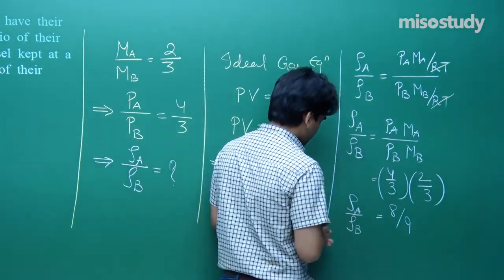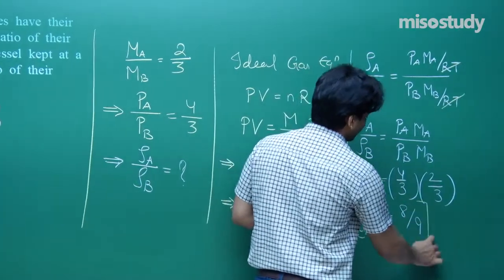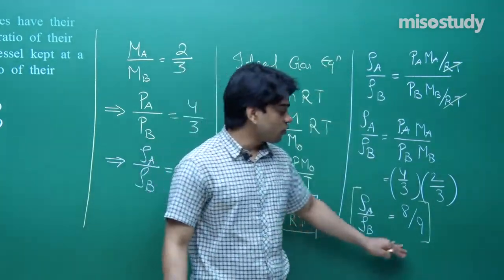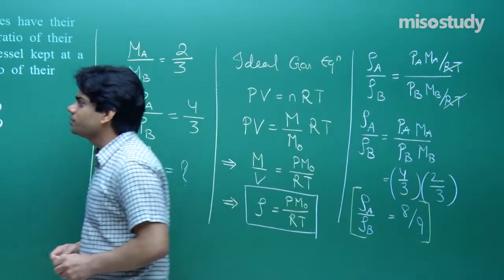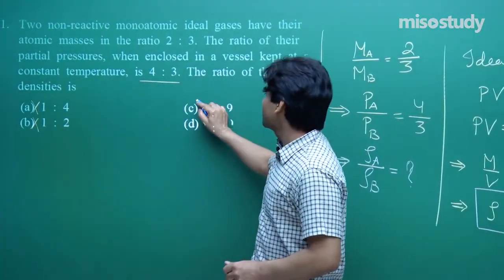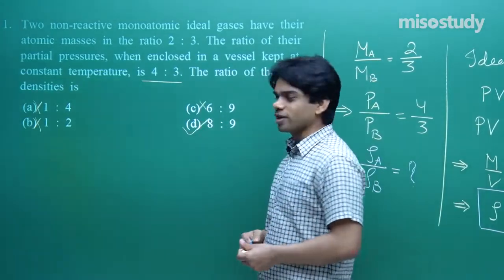ρA by ρB. Clearly, from this equation we can reach this conclusion that density will be in the ratio of 8:9. Let's check with the given options. A 1:4, no. B 1:2, no. C 6:9, no. It's D 8:9.